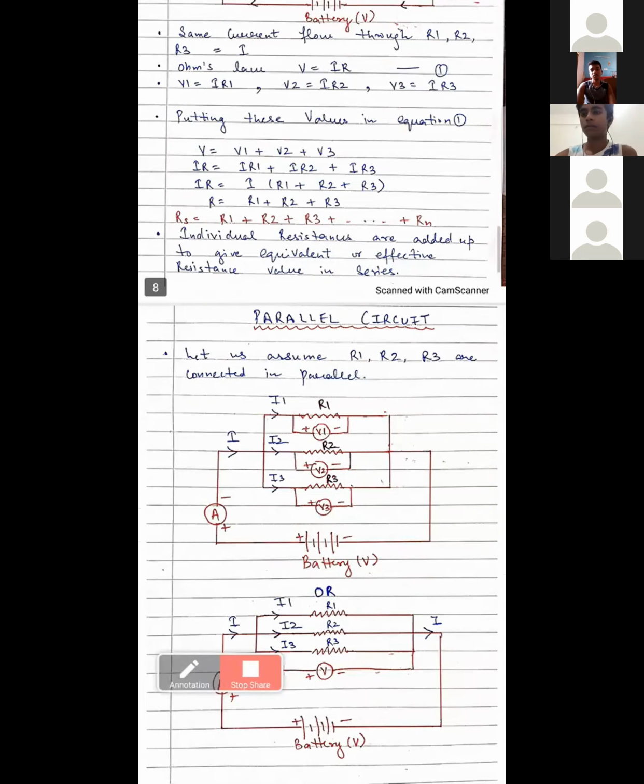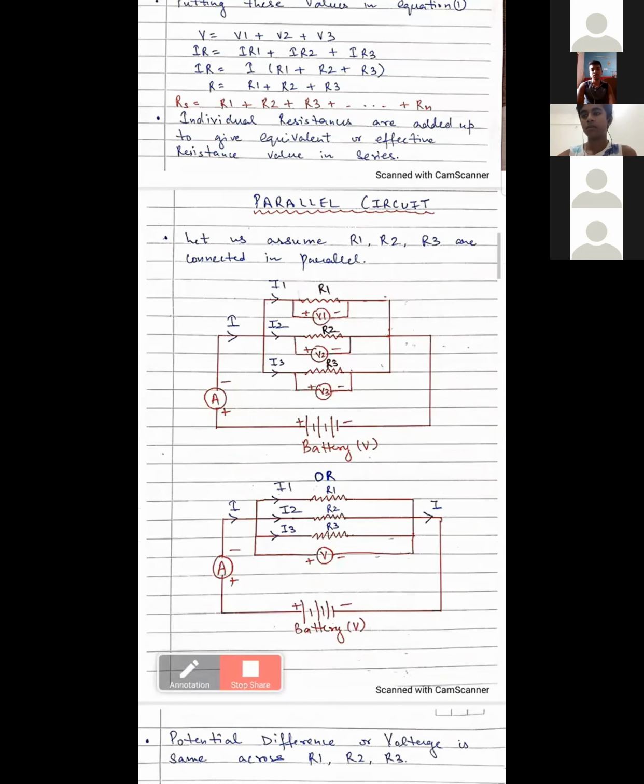Similarly, now we come to the parallel circuit. Both these diagrams are correct; either way you can draw. In this, again, I have taken R1, R2, R3 as three resistors in parallel connection. Parallel means the same terminals of the resistances are connected together, and the other terminals are connected together. You can see in the figure, current is being divided into the branches I1, I2, I3.